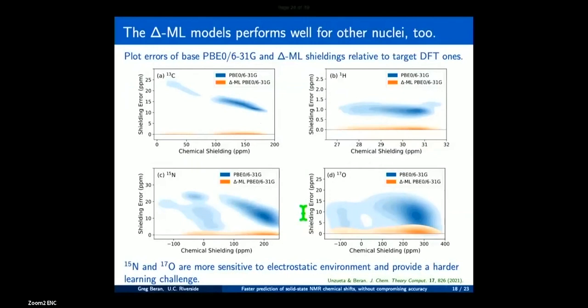If you want a sense of what the machine is learning, in blue I'm plotting the distribution of errors for the cheap shielding relative to the target, and you can see in particular for things like nitrogen and oxygen, there are some pretty substantial and non-uniform errors. And in orange is what happens after we calculate the delta ML. So the machine is figuring out how to correct all these large errors and get down to something that has much more tightly controlled errors.